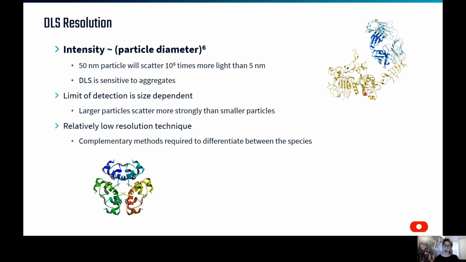But this is precisely why DLS is so sensitive to the presence of aggregates in solution. And to look on it in a positive light, DLS will detect even small aggregate concentrations present in large populations of smaller protein particles. DLS is also a relatively low resolution technique. So for example, while you cannot differentiate between ratios of monomers to dimers in a sample mixture, you can, however, detect that the sample is a mixture composed of different species.